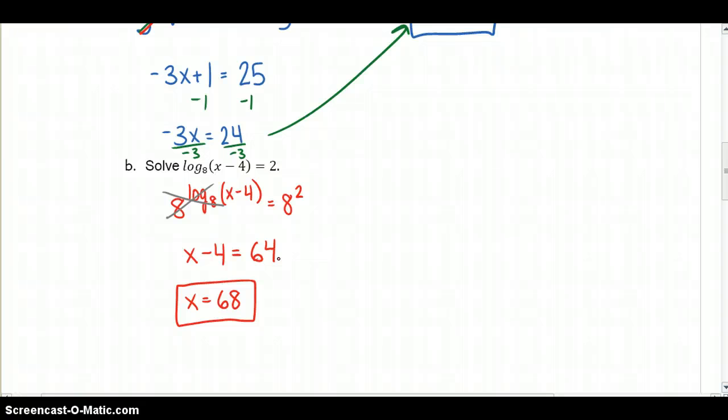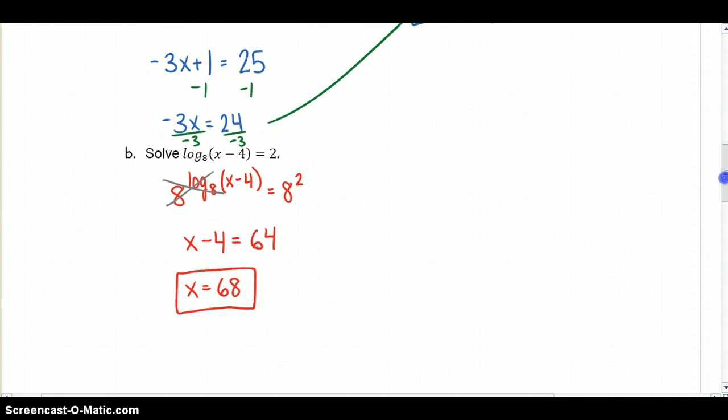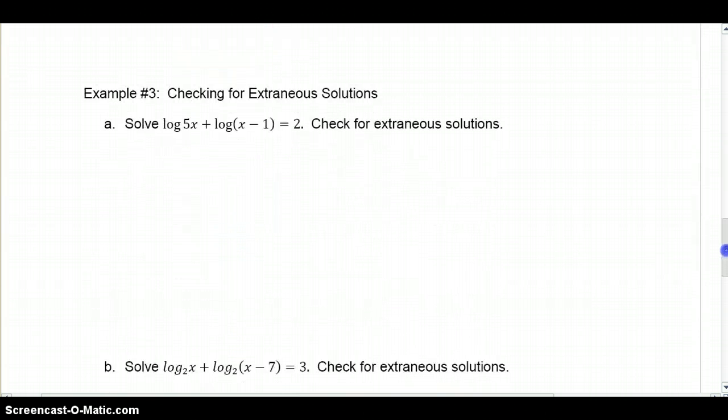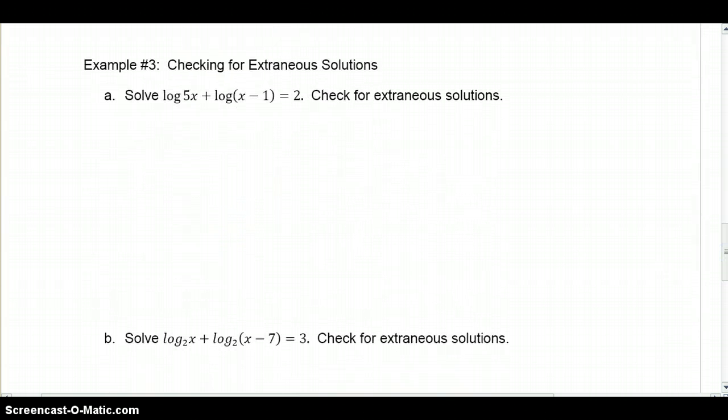If you're ever not sure, remember you can plug these answers back in and check to make sure they work. That's always a possibility, and actually in a little bit we'll talk about how it's kind of a necessity. Alright, flip the page over. Let's try a few more.